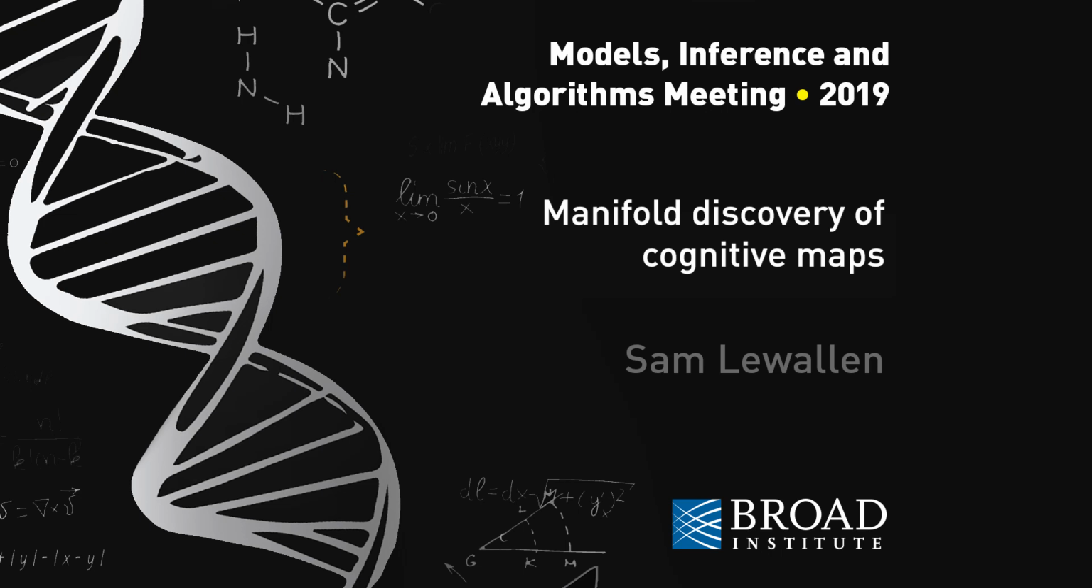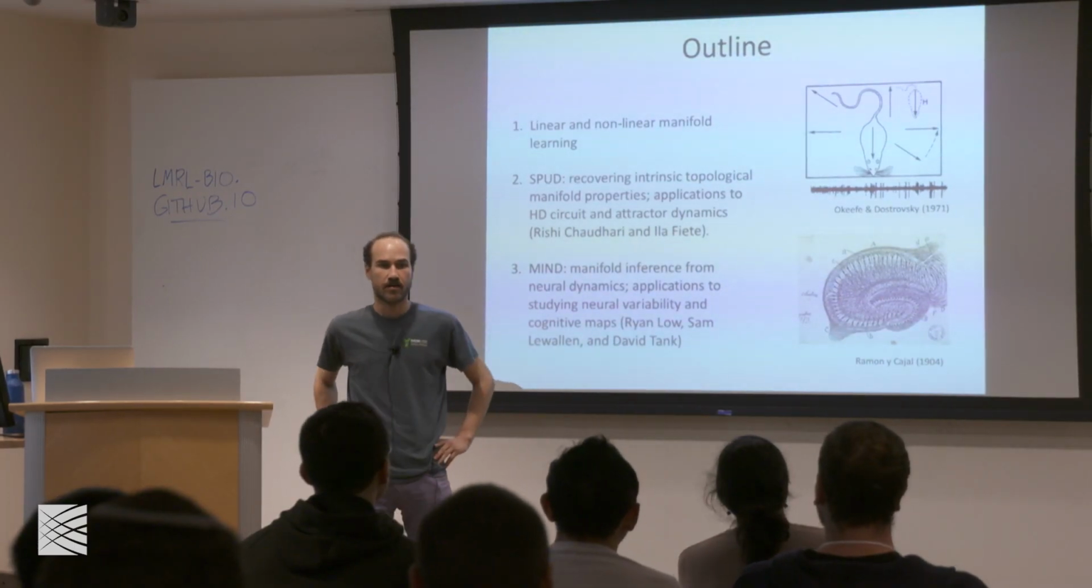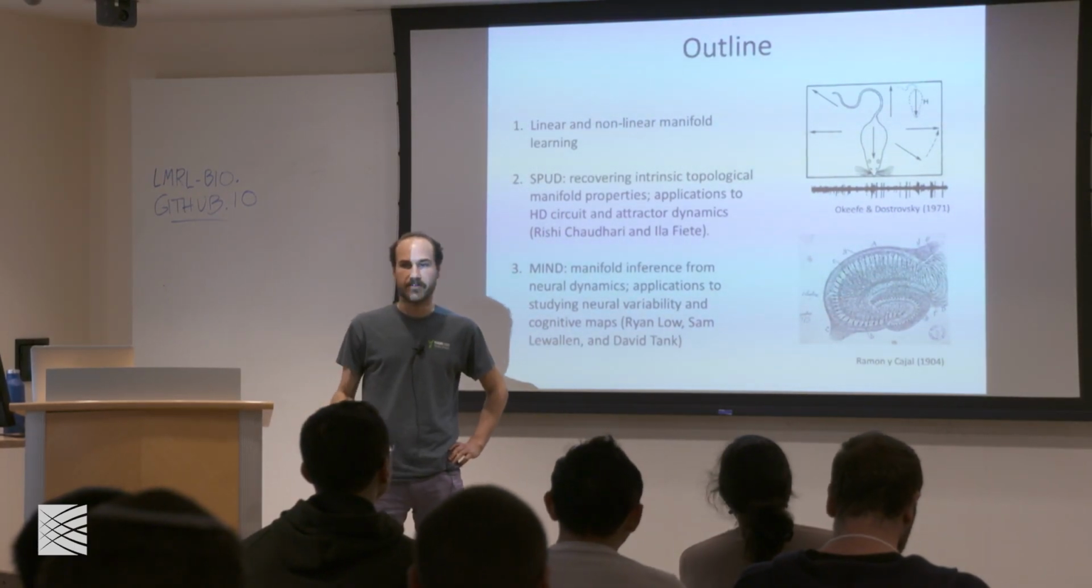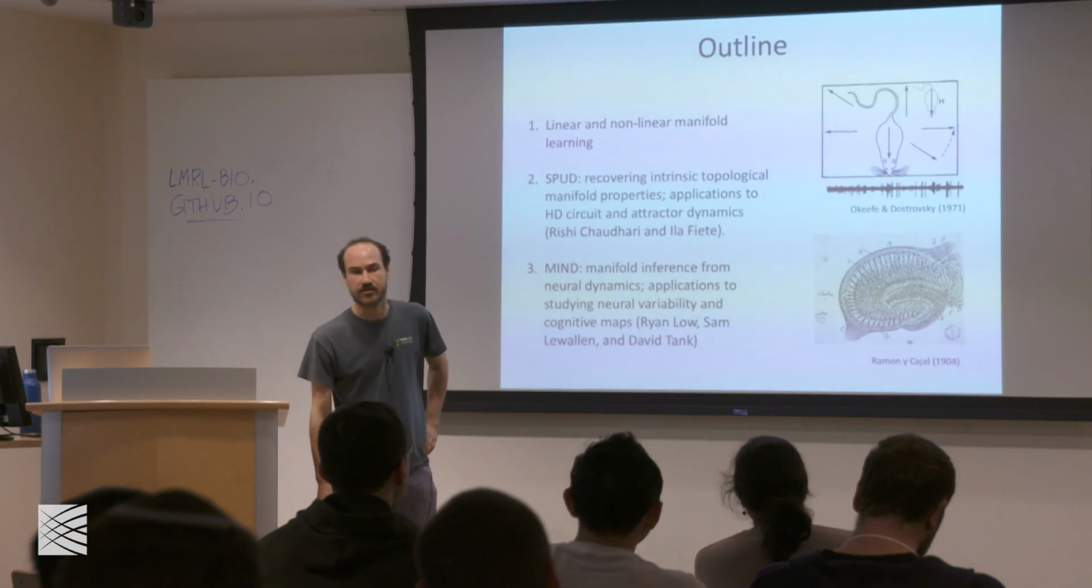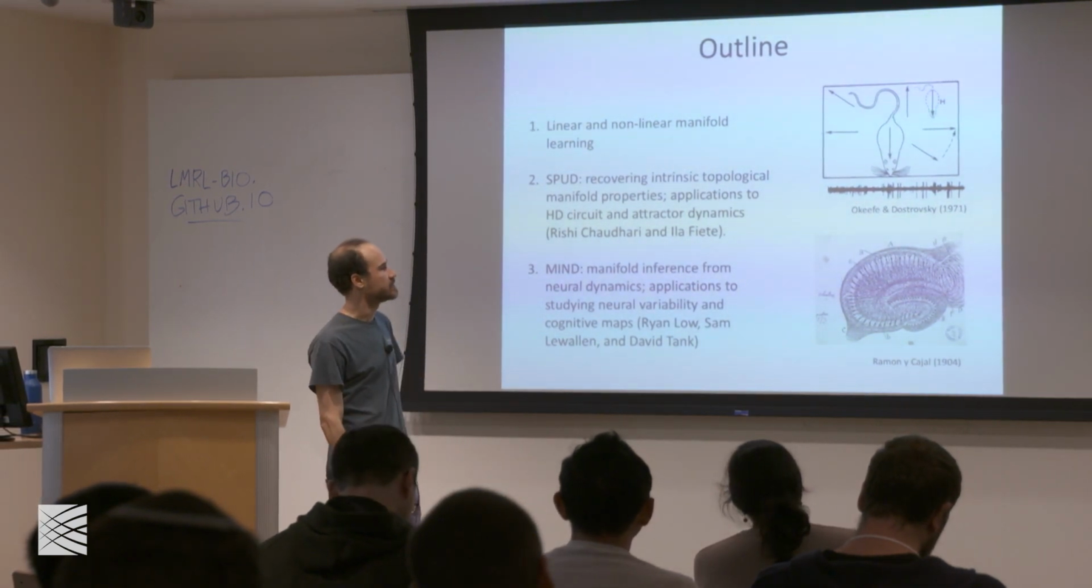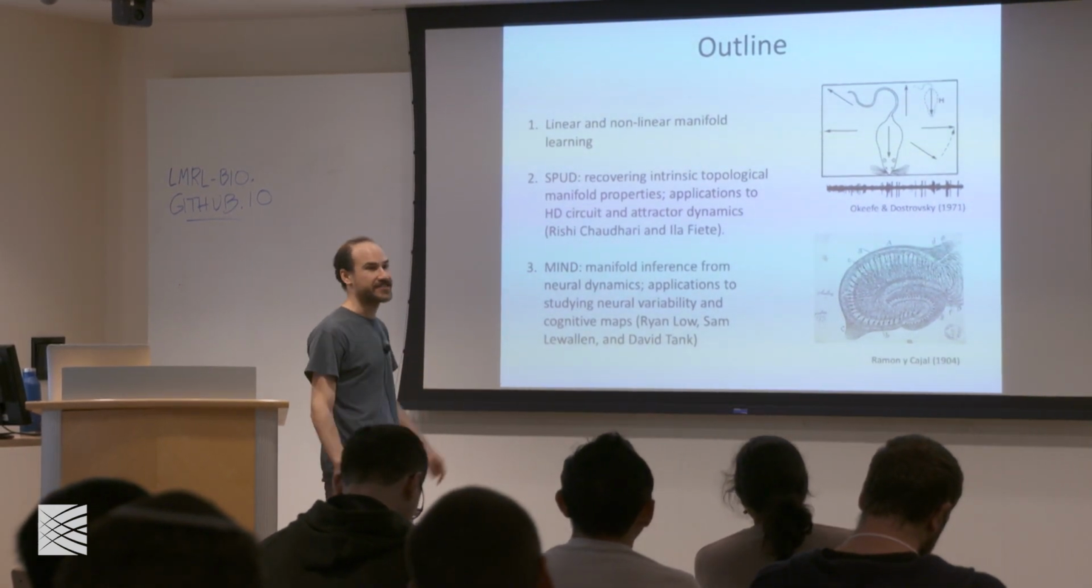Right, my name is Sam Lewallen, and I'm a postdoc at Harvard, like Liz mentioned, and my background is actually in pure math. My PhD is in pure math, but I've been doing neuroscience for a couple years now, including lots of work with Ila and David Tang at Princeton, and so now I feel like I just don't know who I am.